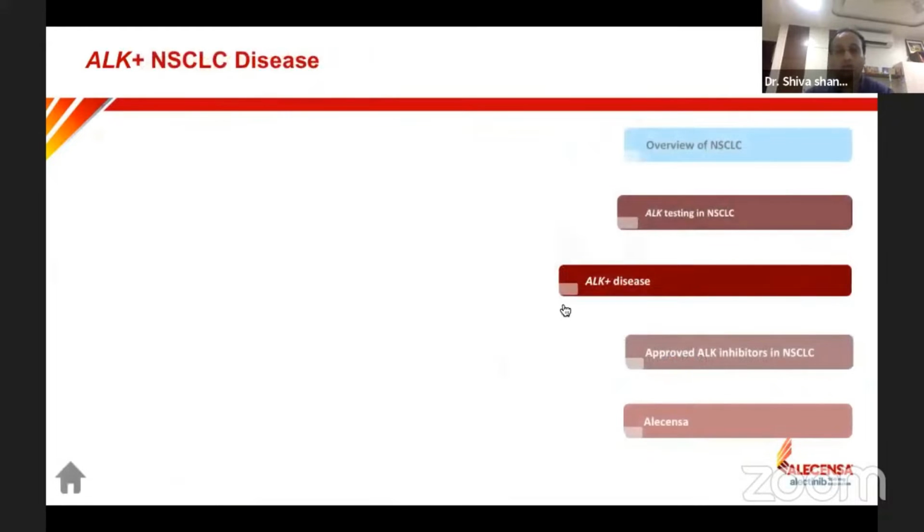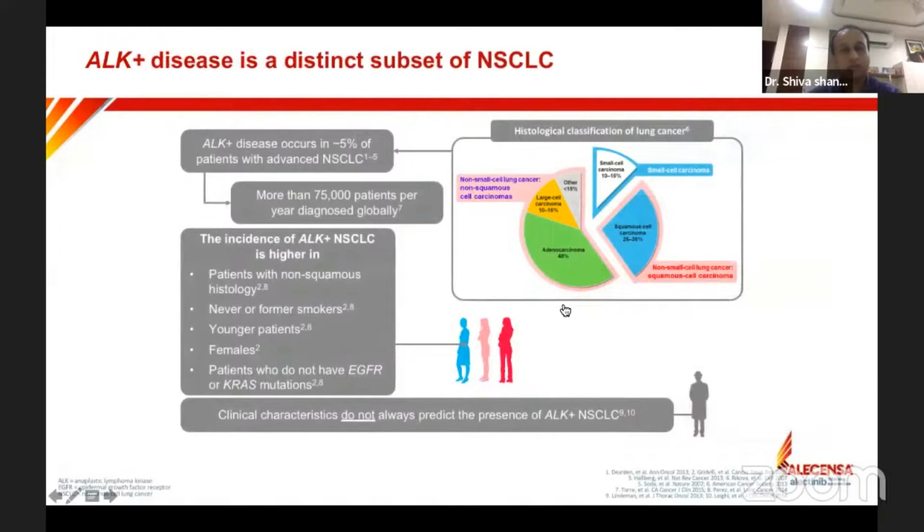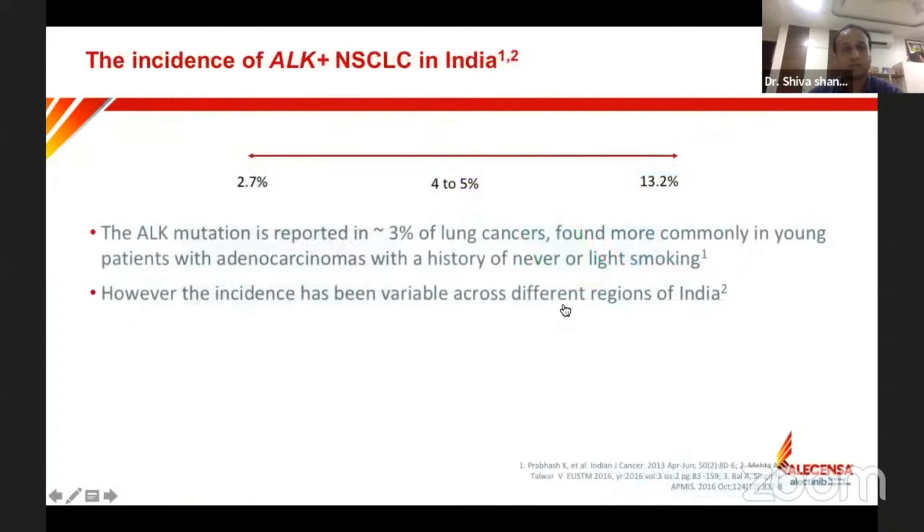So what is ALK positive disease? We all know that ALK positivity constitutes roughly 3 to 8% depending upon the geography. It is commonly seen in non-squamous histology of never or former smokers. Usually these patients are younger and more commonly female, and they usually do not harbor either EGFR or KRAS. If you look at the data from India, it varies from 2 to 13% depending upon the studies. On average, it's roughly around 3%.